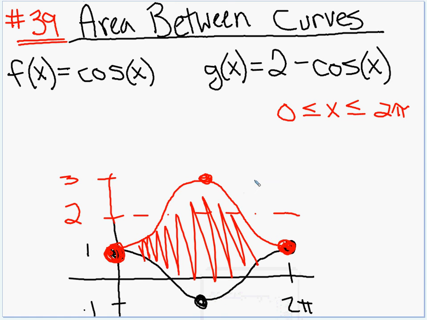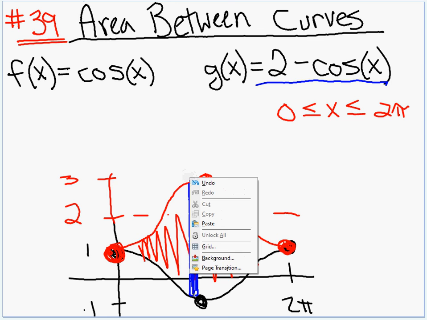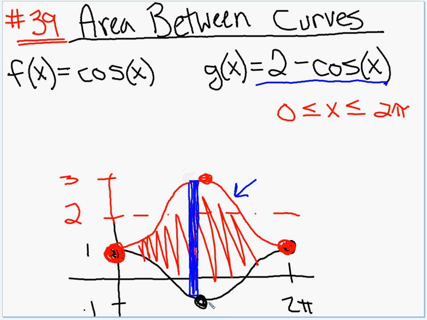So now that we got it graphed, we can see our top function is the 2 minus cos x, and the bottom function is the cos x. And if I draw a representative rectangle horizontally, if we wanted to take this to the y-axis, it's going to turn into quite a chore. If we stick with the x-axis integration, the top of the rectangle is always touching the red curve, the bottom is always touching the black curve.